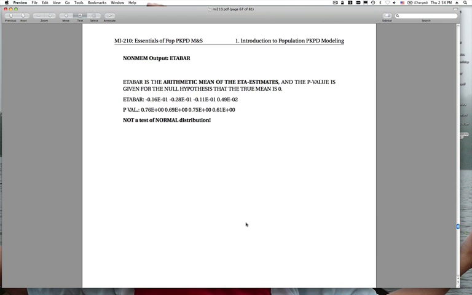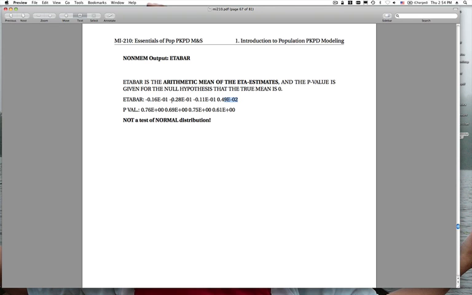Another output is the eta bar diagnostic. Eta bar is simply the arithmetic average of the individual etas. According to our assumptions, the mean of the etas should be 0. And so what we're doing here is testing to see if the etas are centered at 0. So you'll see this diagnostic eta bar, and with it you'll see separate values. Each one of these represents the mean of one of the eta terms. So it could be the mean for eta for clearance, V1, V2, intercompartmental clearance, for example.